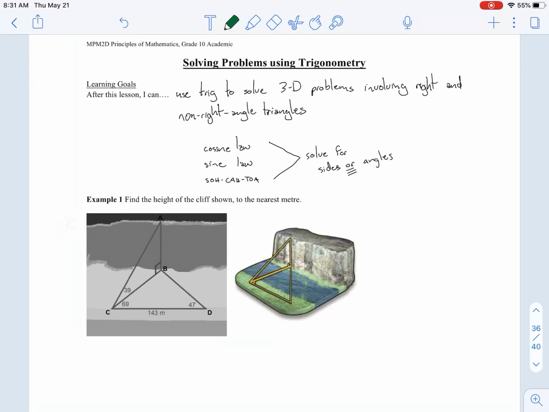Okay, today's lesson is solving problems using trigonometry. The learning goal is that after this lesson we can use trig to solve 3D problems involving right and non-right angle triangles.